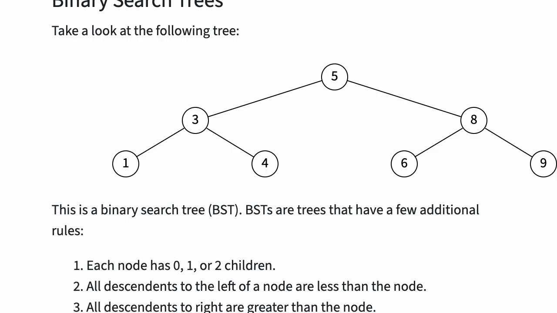In both cases, we inspected 3 nodes. Notice that every time we moved left or right, we eliminated around half of the possible nodes, just as we did in the number guessing game. Does this mean that the search performance of BSTs is O of log n? Yes, but only if the tree is balanced.